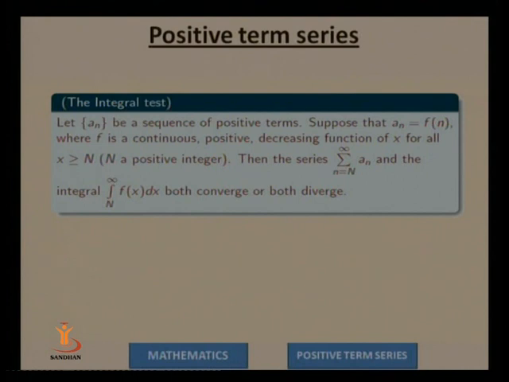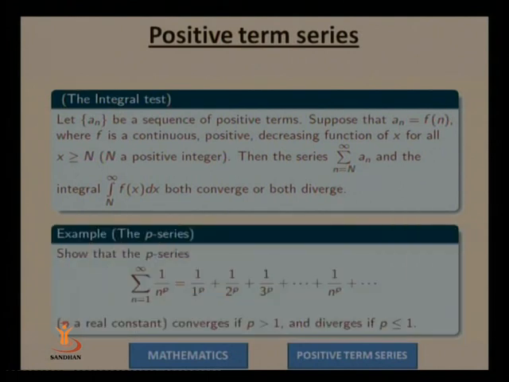That means if the integral has some finite value, then the summation is a convergent series, and if that integral diverges, then that series diverges. Here we make it clear that if the integral is equal to some finite number, it doesn't mean that the finite number is the sum of the given series. That means if the integral has some finite value, it is not equal to the summation n equals N to infinity of a_n, that means the series and the integral are not equal.